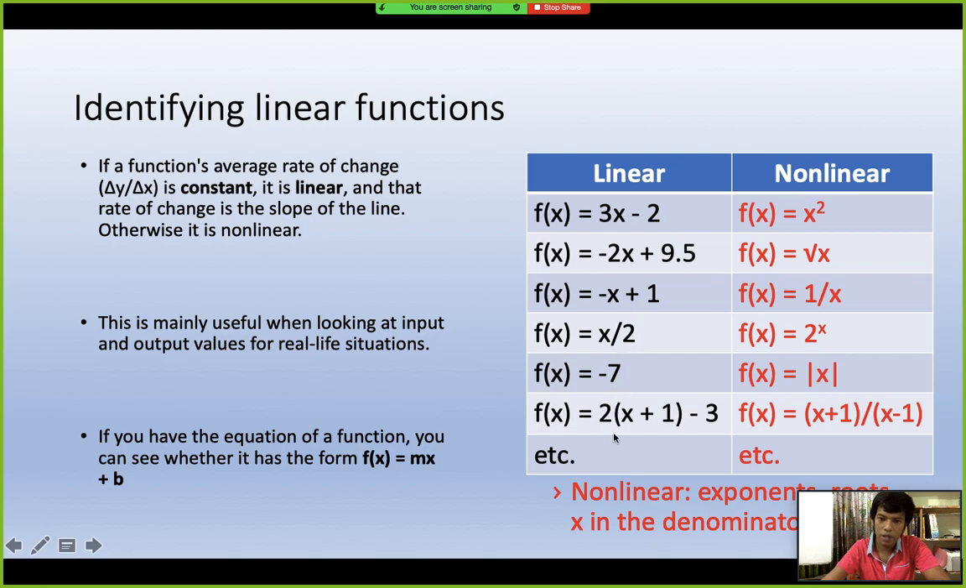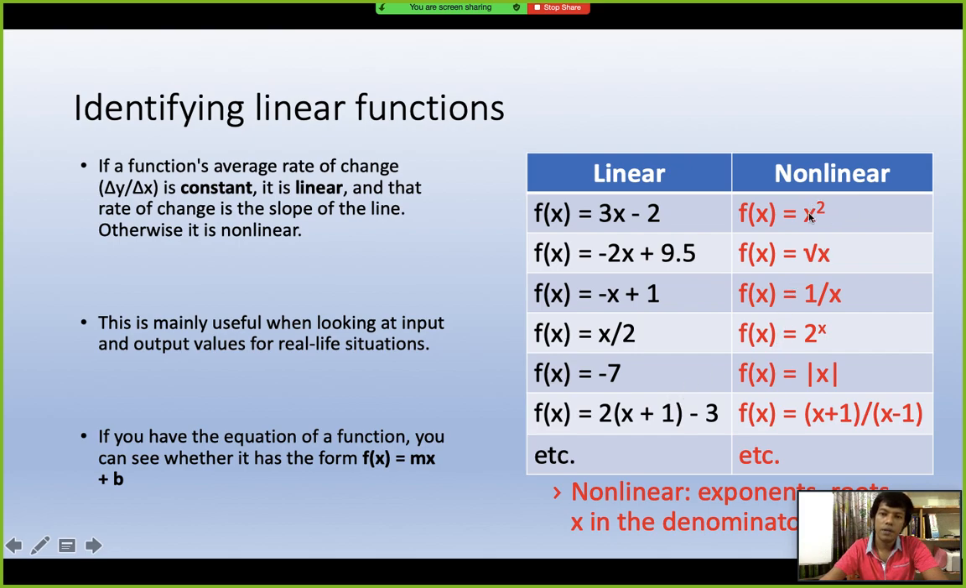See, all of them are linear. 3x minus 2, minus 2x. So this minus sign and these numbers are not a problem. Our main thing is you have to look at what is happening with the x. That's the most important thing. f(x) = -7, this is also linear. Then f(x) = 2(x + 1) - 3 looks like a big thing, but you see the power of x is still 1. And y, f(x) means y, so y is also 1. So it doesn't matter actually. All the other numbers are just constants, so it's not a problem.